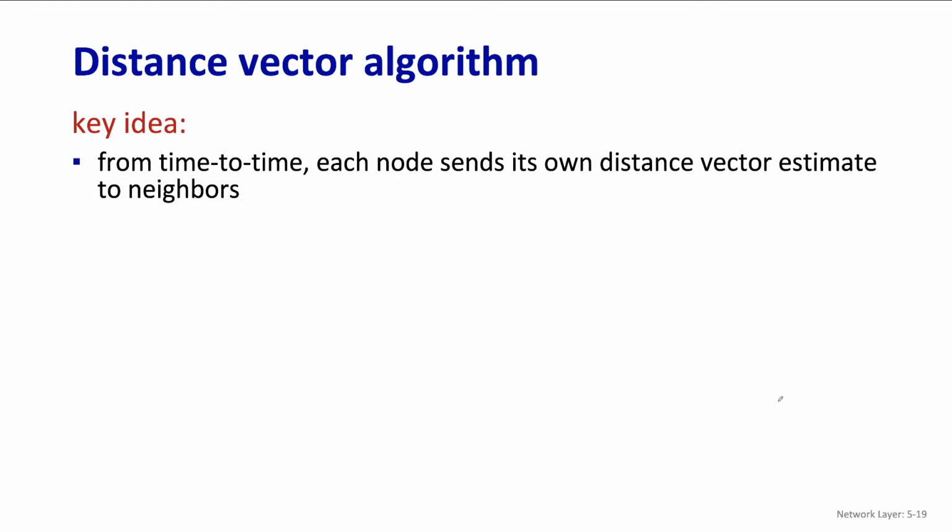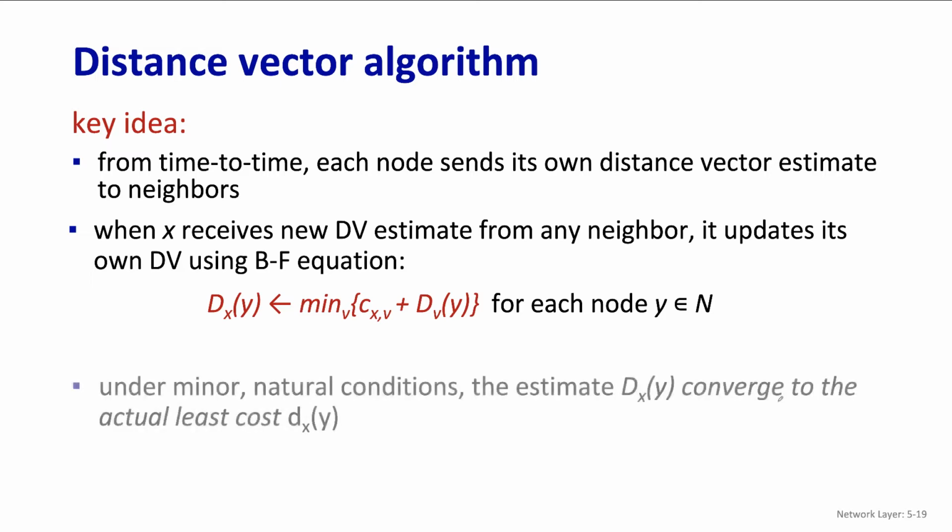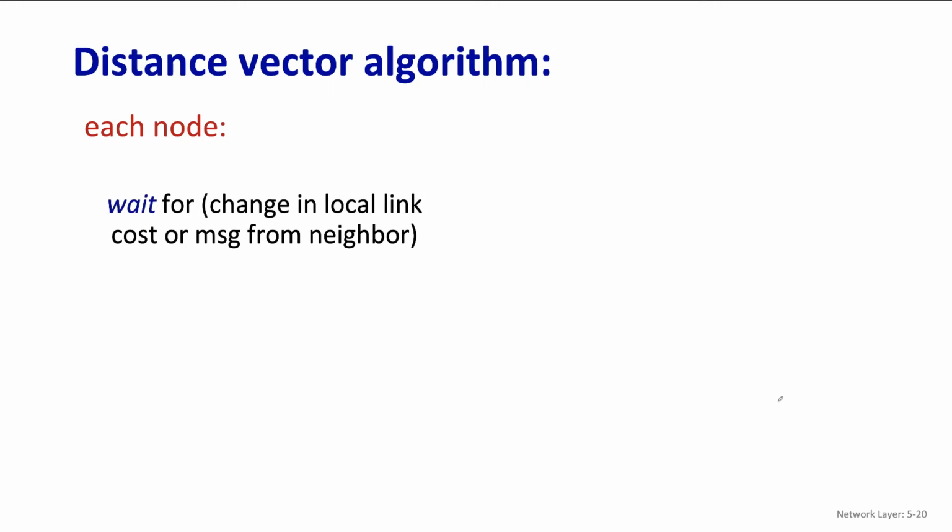So now we pretty much know the key idea. The way it works is, from time to time, each node sends its own distance vector estimation to its neighbors, or the ones that have a direct link to it. Whenever you receive an update, you will have to do some computation to decide whether you should change your distance vector, or whether what you have is the best you could. If you don't receive any update, then you should be fine. Let's see how it works.